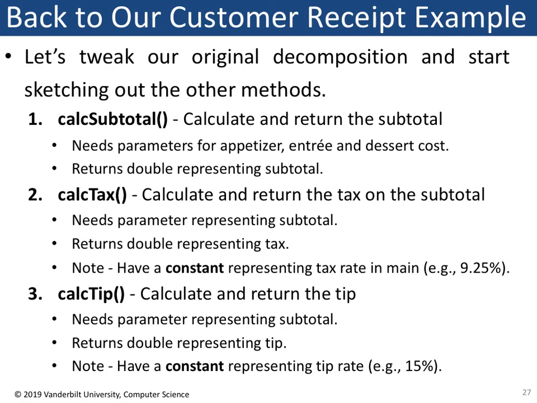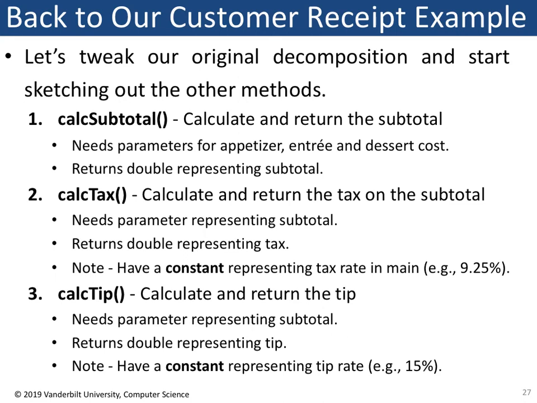So let's return to our receipt example program and look at how we could make use of return values. So let's tweak the original decomposition. So rather than just calculating and displaying the subtotal using the calc subtotal method, let's calculate the subtotal and then return the subtotal back to the main. To do this, we will need 3 parameters: appetizer, entree, and dessert cost. In the calc tax method, we will need a parameter to pass the value of the subtotal, and we will calculate the tax and return the tax to the main.